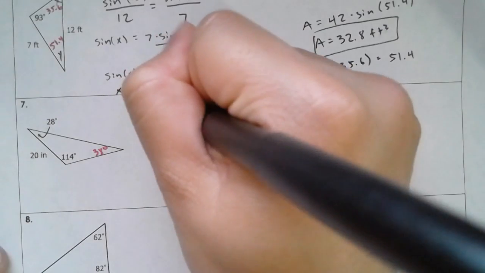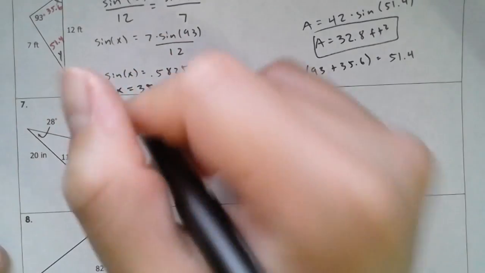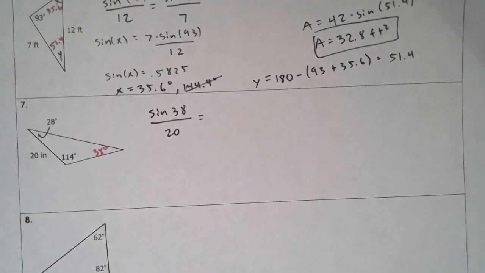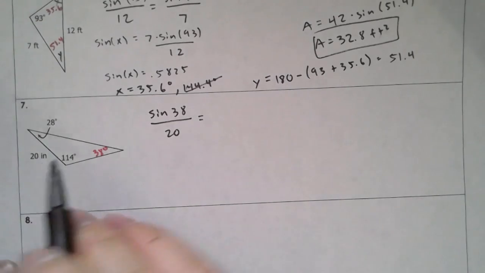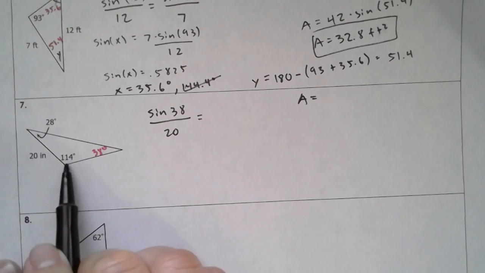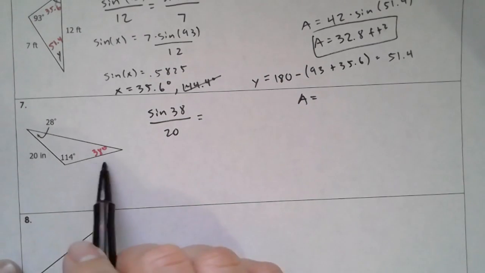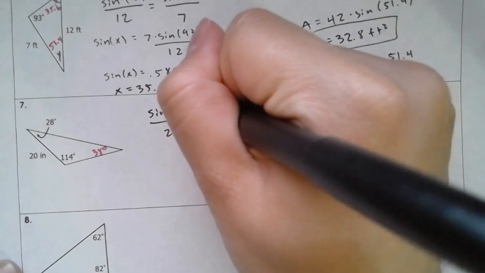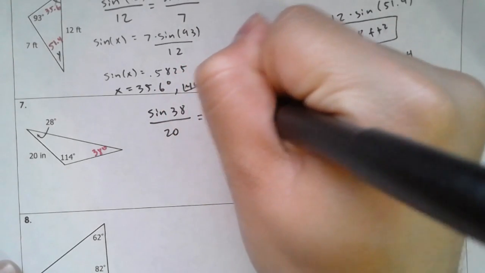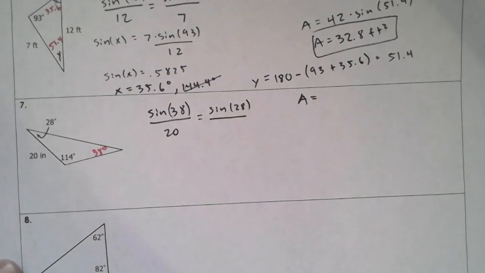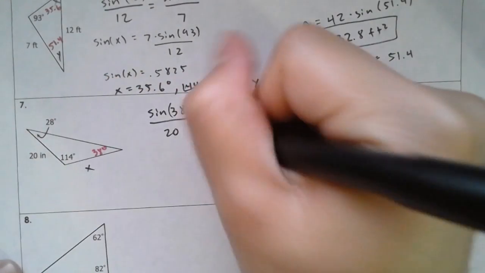So sine of 38 over 20 is equal to sine of, let's say for my formula, when I go and find the area, I'm going to use this angle. So I need to find this side here, because I need that side and that side. So I'm going to use sine of 28 over, and then we'll call this guy x.